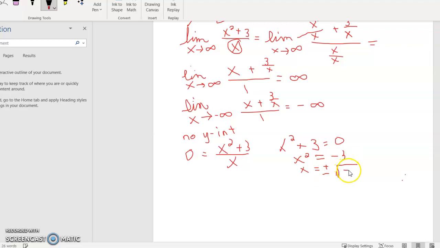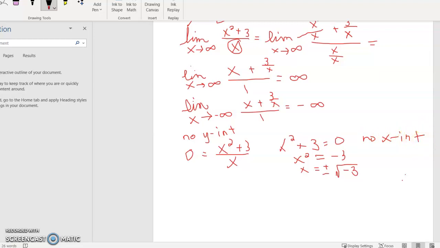We know in the real number system, we're not allowed to take the square root of a negative number. And since we're graphing, we're definitely in the real number system. So this really has no solution in the real number system. There are no x-intercepts. This graph will not cross the x-axis. It will not cross the y-axis.